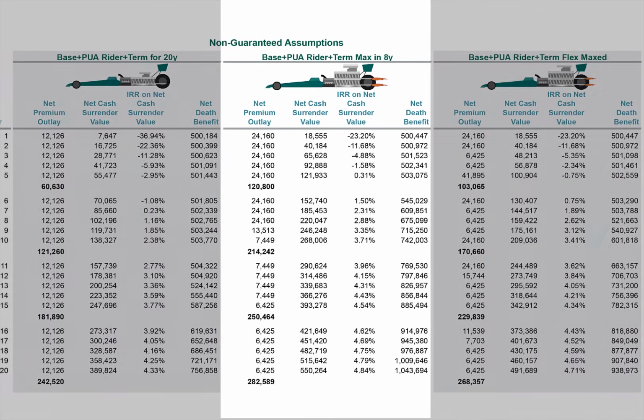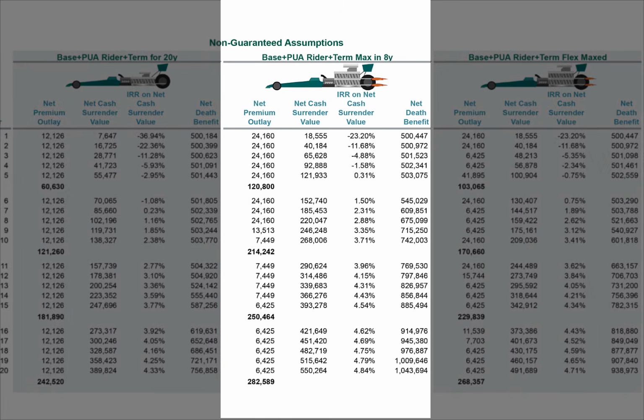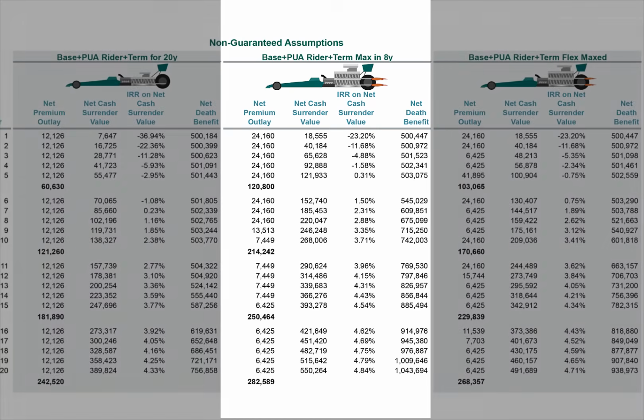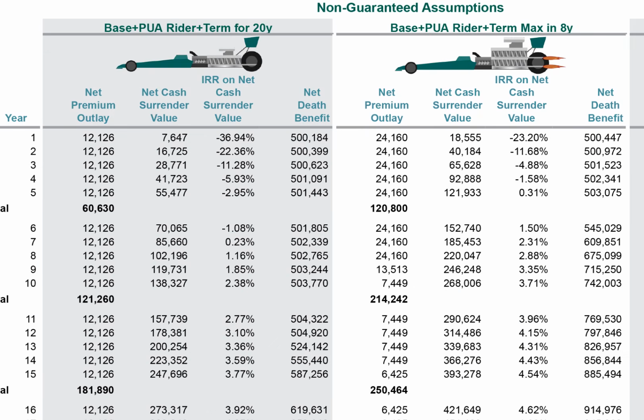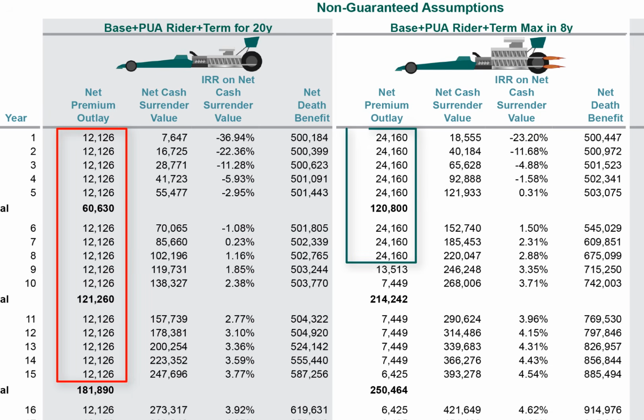What you're seeing in the middle is actually the exact same policy by design, but most people don't realize that the titanium term chassis allows you to double stack your PUA riders, at least in the shorter term sprint-like races. Now, what I mean by that is you can enhance performance even further by putting in nearly twice as much premium, but for a shorter period of time.